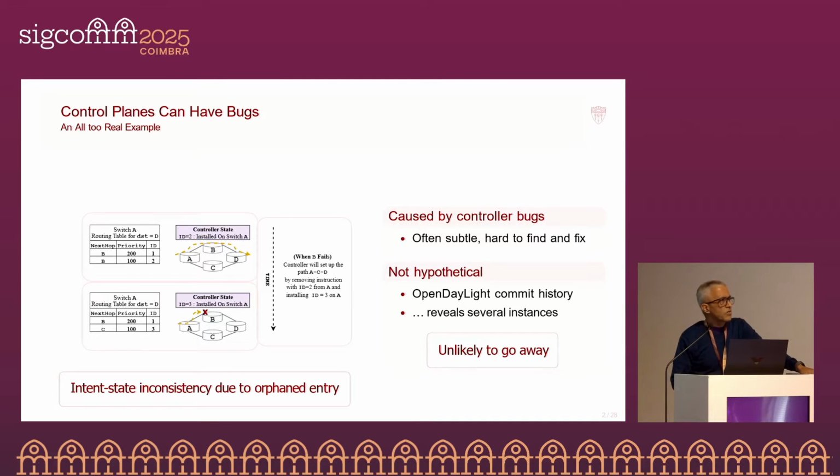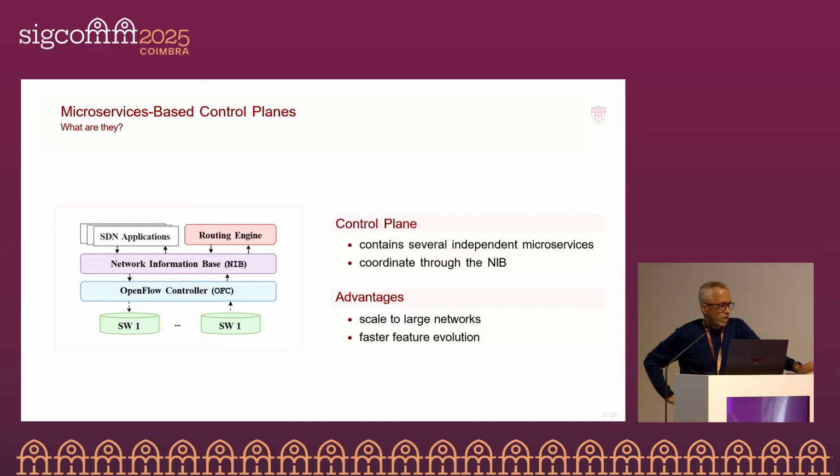I will also argue that these kinds of bugs are unlikely to go away because control planes are evolving to become more complex. Today, microservices-based control planes contain several independent microservices that coordinate through the NIB, right? And the advantage of this is that now you have significant concurrency, so you can scale to larger networks. You also have the ability to independently evolve these microservices, so it provides faster velocity.